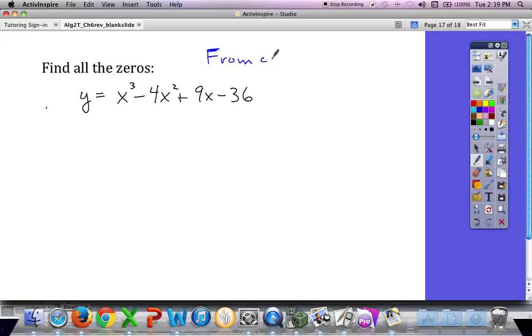From the calculator graph, one of the zeros is 4. So let's set up a synthetic division for this. 1, negative 4, 9, negative 36. Okay, what number goes in the bracket? 4, right? Not negative 4. Remember, we put the 0 in the bracket, and that's what you're seeing on the graph. Don't confuse it with the linear factor where you switch the sign.